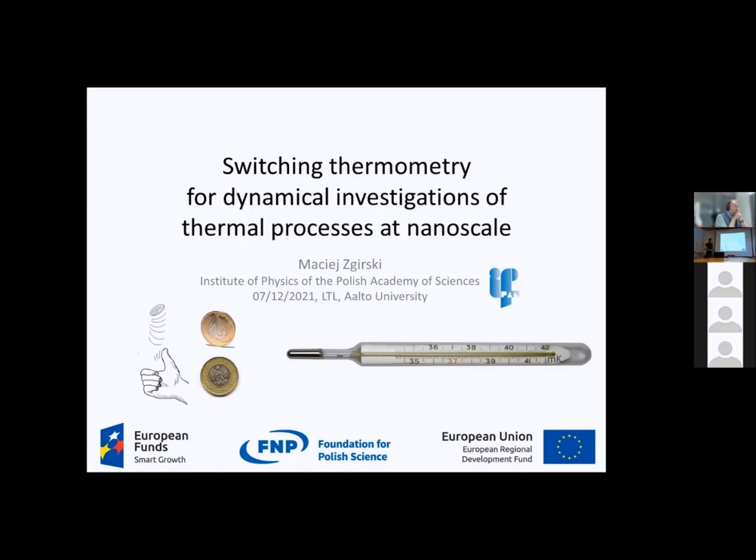So I will talk about a fast time-resolved method of temperature measurement at the nanoscale. This is a pioneering method developed by me in my lab in Warsaw. It is aimed at monitoring the fast thermal transients which appear when you energize your nanostructure with a current pulse, and you need to know how fast it relaxes back to equilibrium.